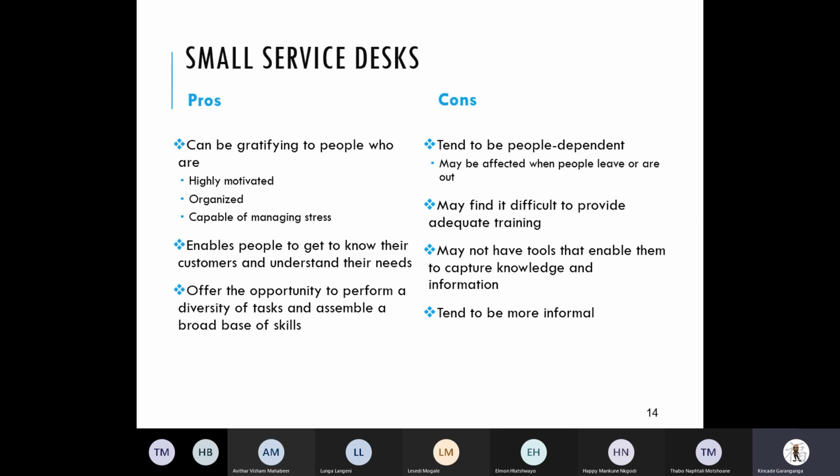And obviously, it offers some kind of opportunity as far as performance of diverse tasks is concerned, and obviously enables you to get a much broader set of skills. If you're looking at just one individual providing for that particular service desk, there are so many requests that come from all over your organization in terms of configuration and so on. So it enables you to become more creative, and enables you to get a much better, broader skill set.